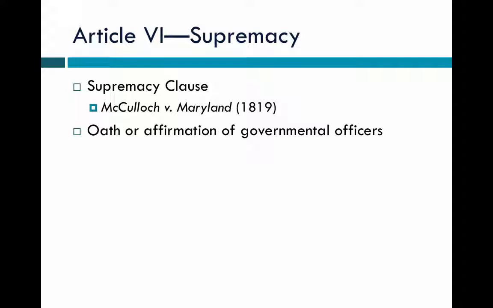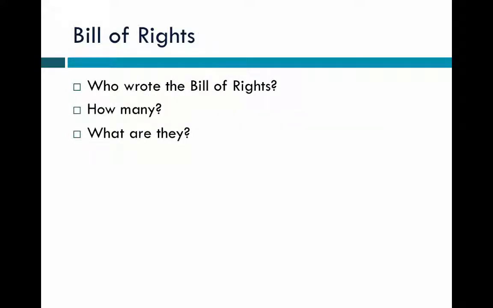Also, Article 6 requires that all officers of the government and of the state governments provide an oath or affirmation when they take office. I am skipping over Article 7 because it talks about the ratification of the Constitution, but we will talk about that a bit next week when we talk about ideology. So I'm going to quickly go through some of the key amendments.